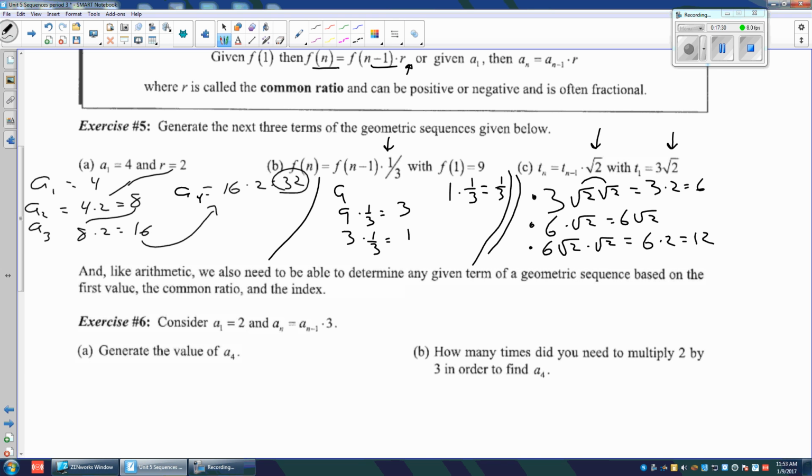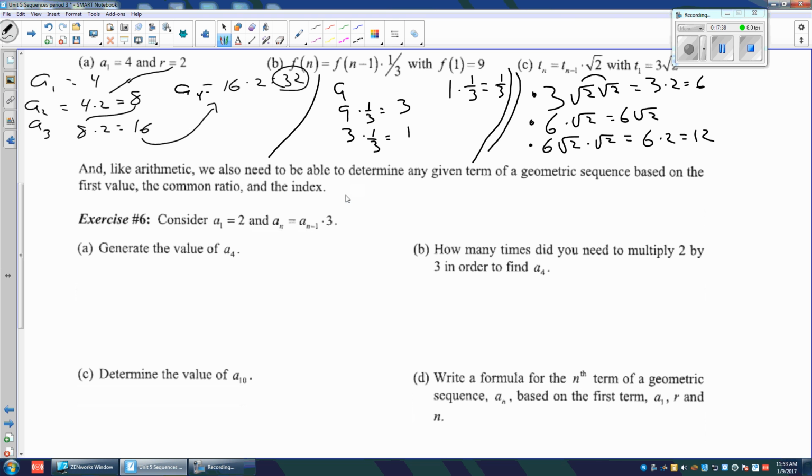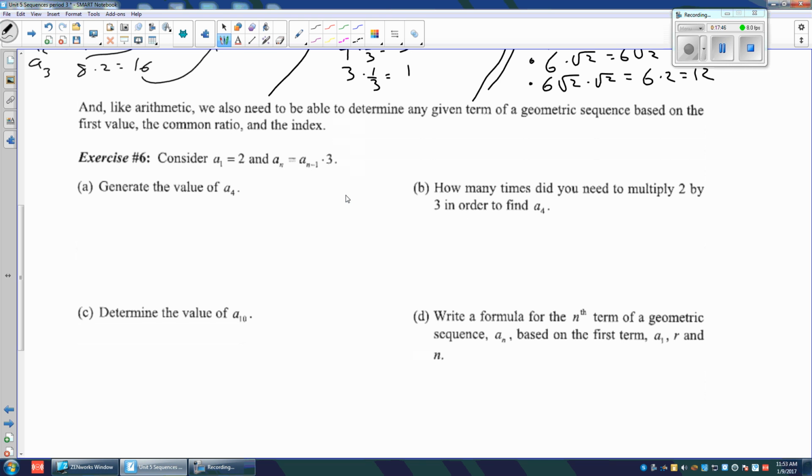There they are. And like any arithmetic sequence, we need to be able to determine any given term of a geometric sequence based on the first value, the common ratio, and the index. The n, or the n minus 1, is the index. So we're going to walk through and find a formula just like we did with arithmetic for the direct rule.